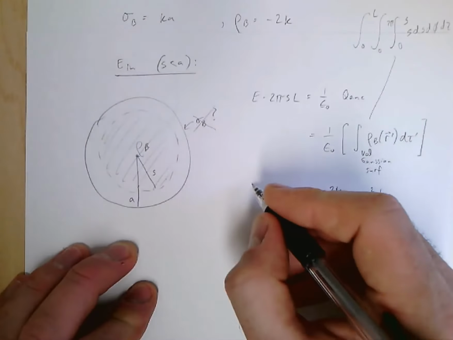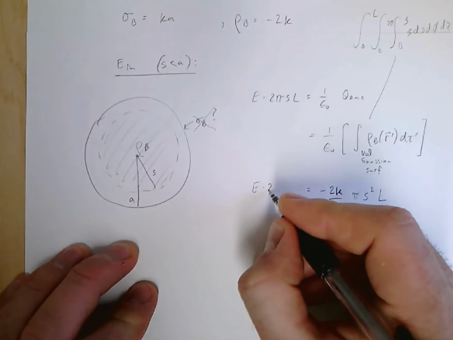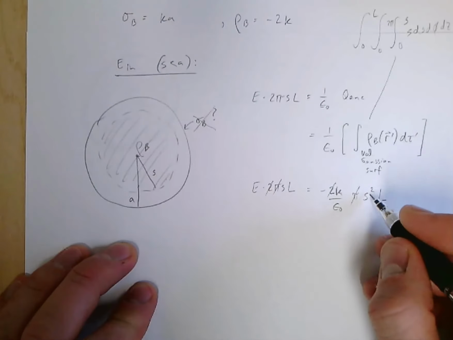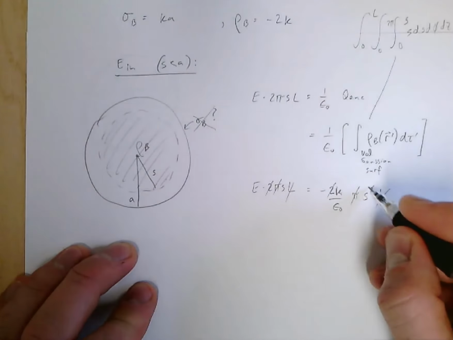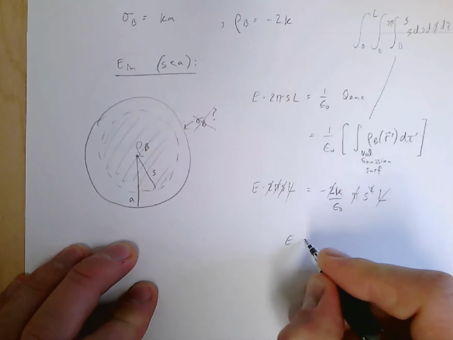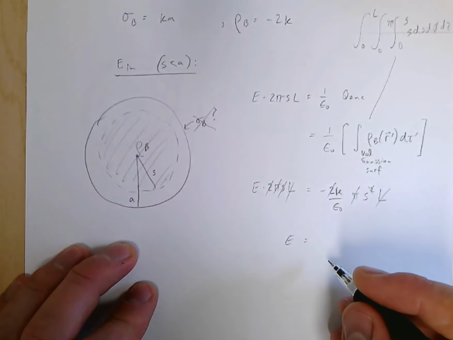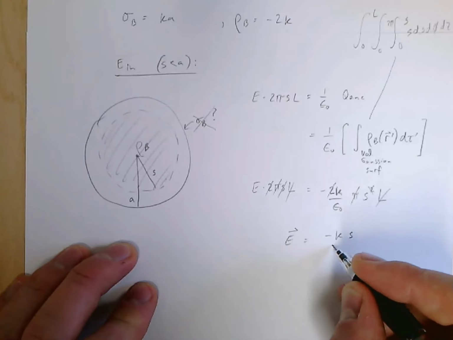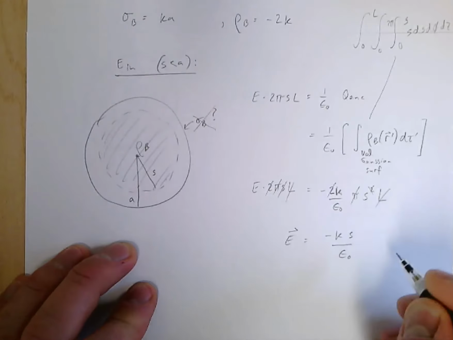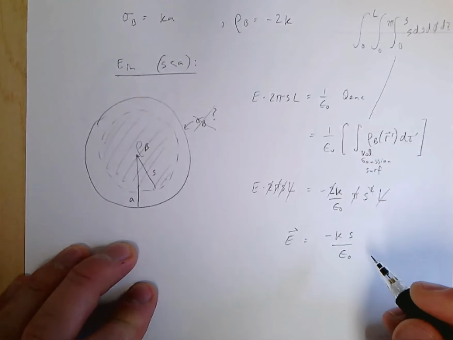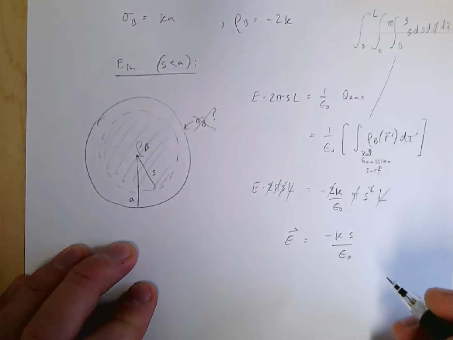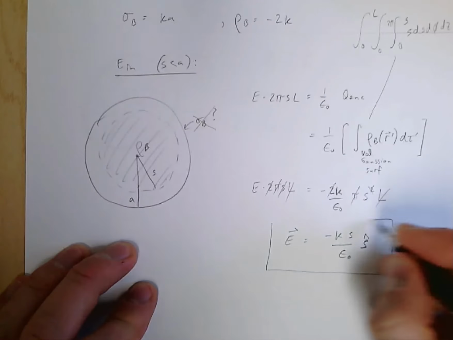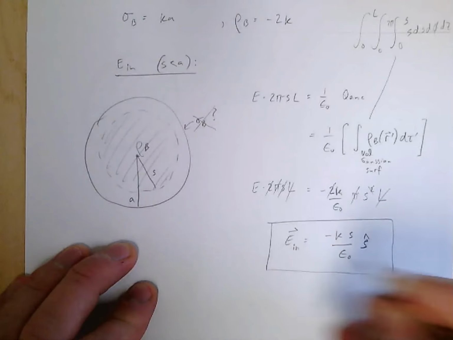We're almost done. With E times 2 pi SL, I'm going to cancel out a 2 and a pi, an L, and one of the S's. So E, which I know is in the radial direction, the S hat direction, is going to be equal to minus Ks over epsilon naught S hat. I'm just wondering if I might have missed any factor of 2. No, I don't think so. And this is my E inside of this thing.